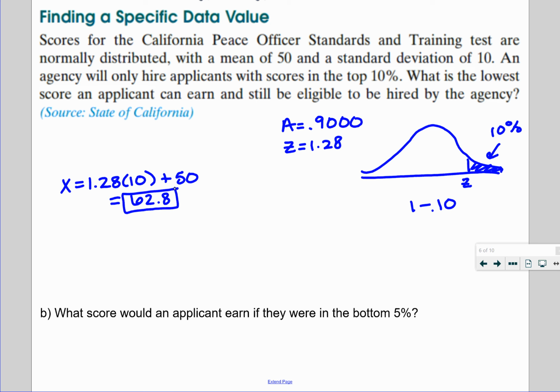So that was 90%. Percentiles are always percent below. This one was a percent above. So we had that extra step of the 1.